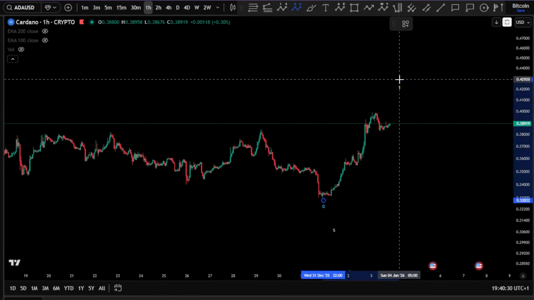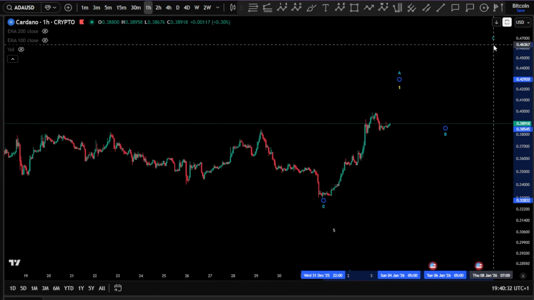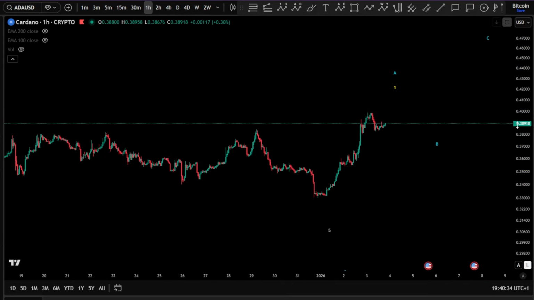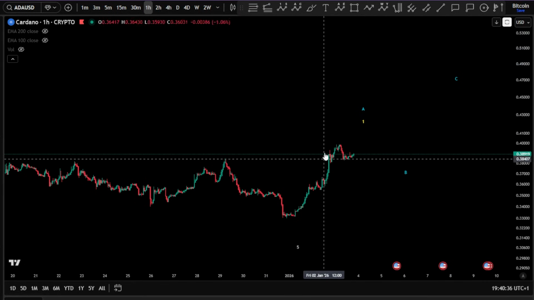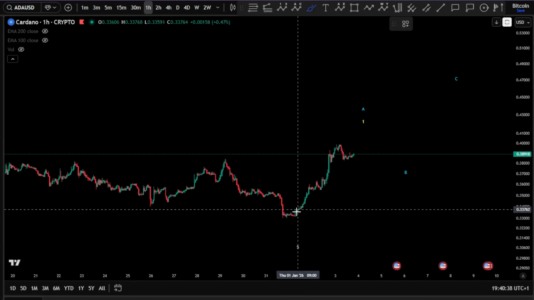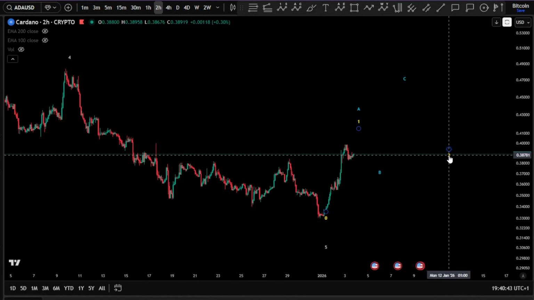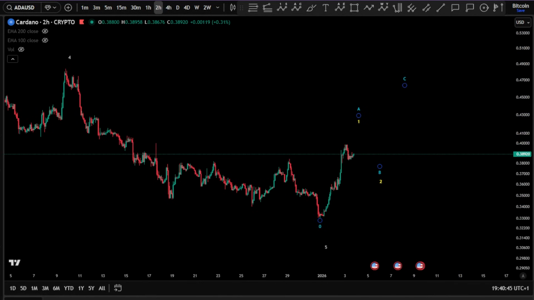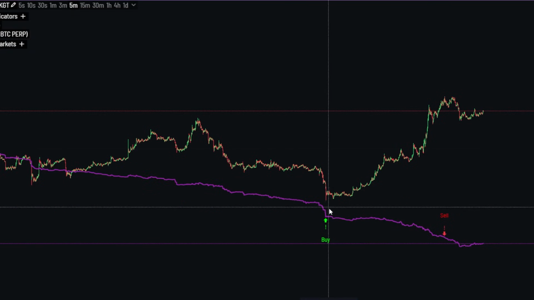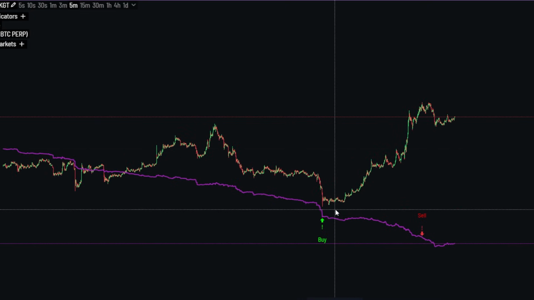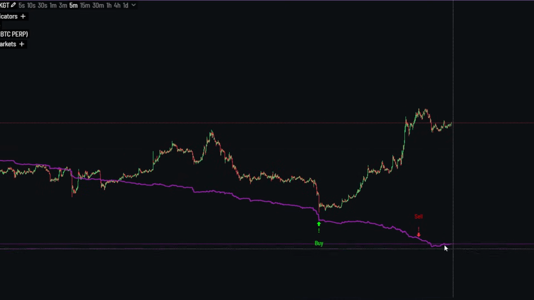Or it can be, of course, an A, B, and a C. Don't forget this. It can be corrective as well. In this case, of course, we might drop down and take a new low. But if we continue, of course, as a 1, 2 here, yeah, we might see something very, very high for ADA.